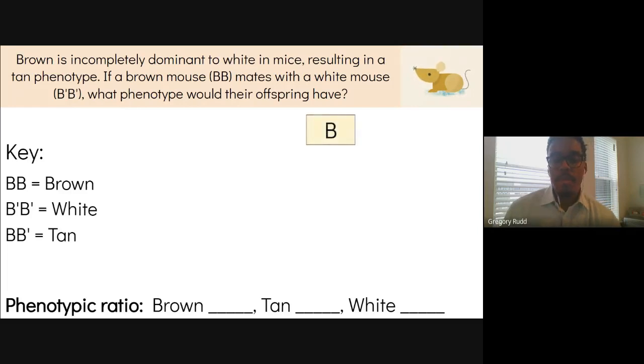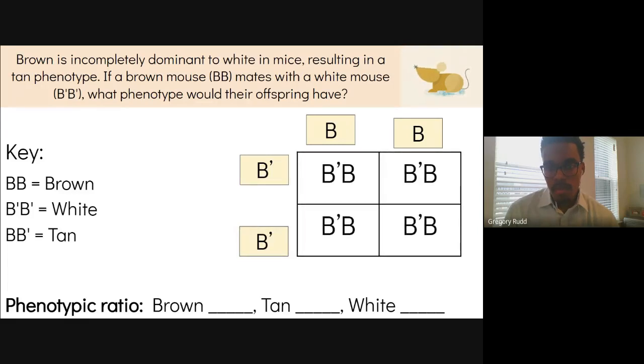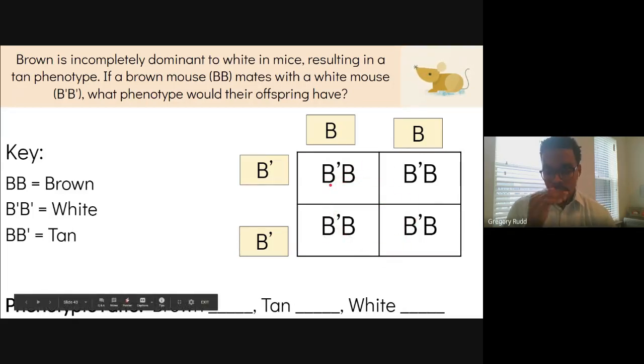My next step is to put my parental genotypes on the outside: BB and B prime B prime. When you do the cross, you can see how it becomes B prime B, B prime B, B prime B, B prime B. They are all heterozygous. If I cross a homozygous dominant with a homozygous recessive, then all of the offspring are going to be heterozygous. They get one dominant allele from one parent, and one recessive allele from the other parent, resulting in a blended phenotype. So what's the ratio here?